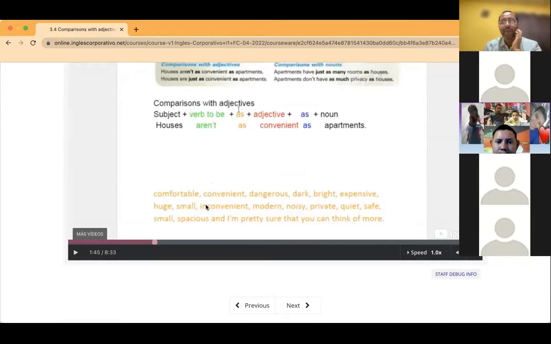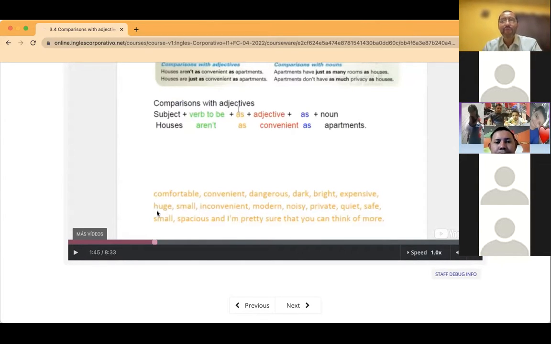Lisette Castillo, can you read the vocabulary in yellow that's here? Okay. Comfortable, convenient, dangerous, dark, bright, expensive, huge, small, inconvenient, modern, noisy, private, quiet, safe, spacious, and I am pretty sure that you can think of more. Exactly. That's right, Lisa. Good.